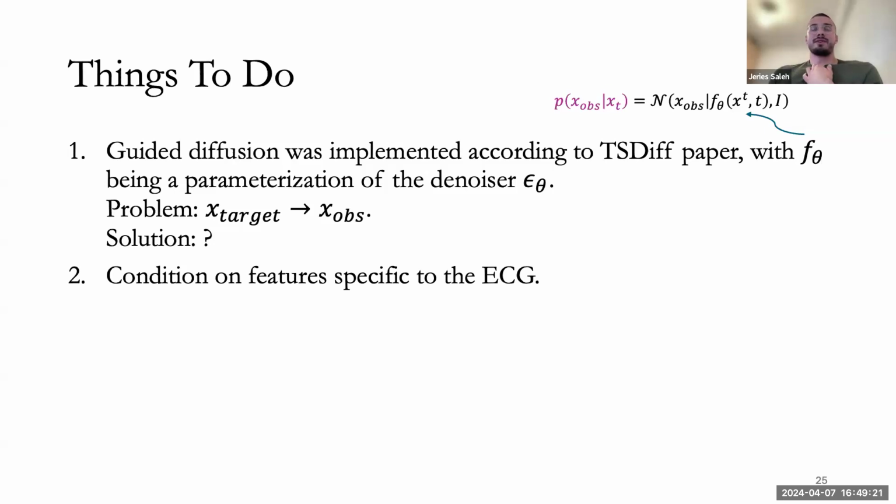The guided diffusion was implemented using a very harsh assumption on F theta. And one problem was, as we saw, that X target converged to X observed. So the solution is still open. We can add some regularizers, but there's still an open debate over it. And secondly, one can think of conditioning on some features that are very specific to the ECG.